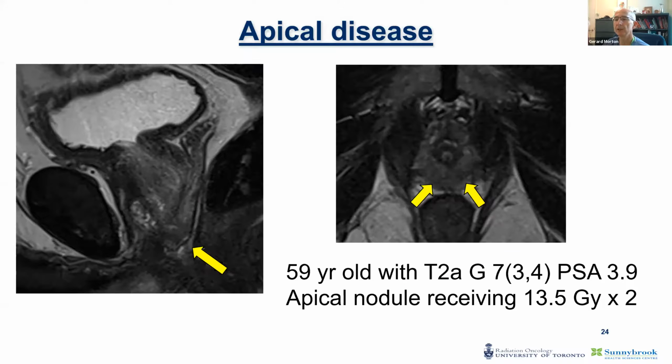Final area to look at, and Dr. Krauss did mention this, was disease at the apex. This is a 59-year-old man we treated recently, and you can see quite clearly on the T2 MRI a large nodule at the apex of the gland. Here it is on an axial slice, quite close to the urethra. So sometimes treating this is going to be a little bit of a challenge because we've got the urethra, we've got the rectum, and it's quite close to both.